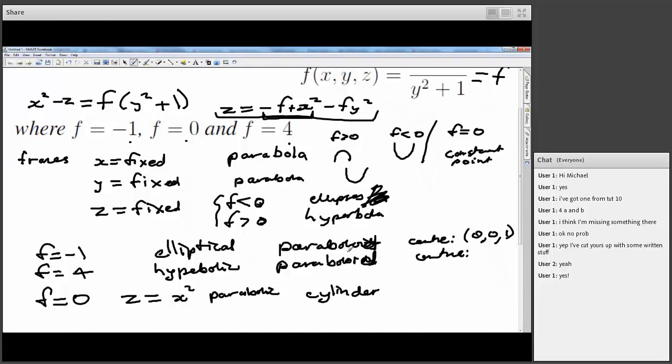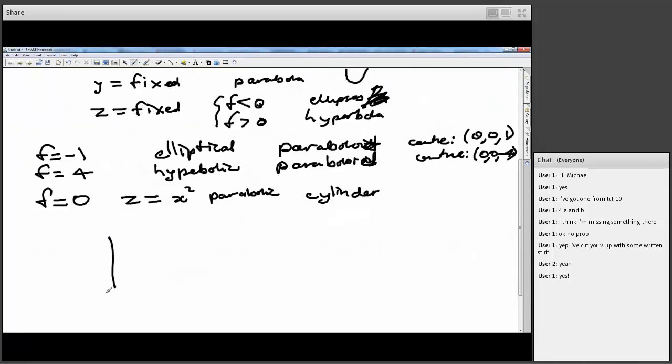In this case, it's a paraboloid, so for the elliptical paraboloid that would just be the stationary point. And otherwise, for f equals 4, it's 0, 0, minus 4, and that would be the saddle point of the hyperbolic paraboloid. So then we have to try to draw them. So I get x, y, z. Let's try to draw all of them in the same sort of axes.